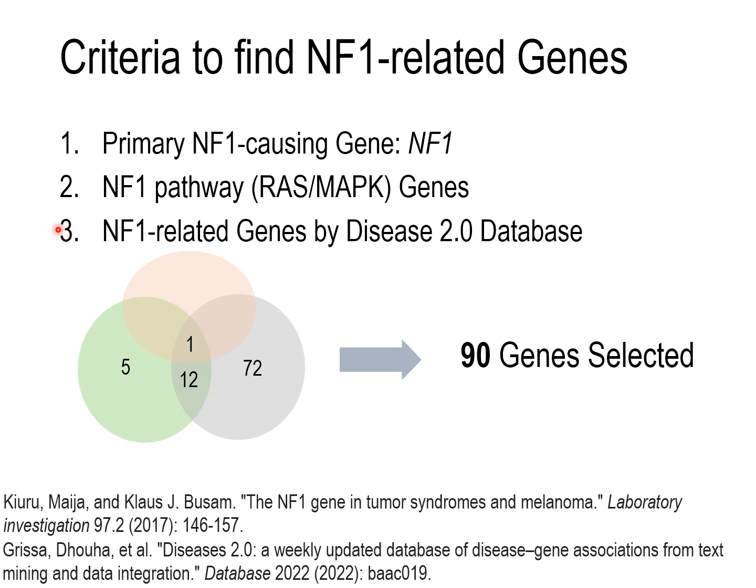Finally, we incorporated NF1-related genes identified from the Diseases 2.0 database. The database performed text mining to get disease-related genes, and we got 85 genes from the database. 72 genes came exclusively from the Diseases 2.0 database, while 12 genes were shared between the pathway genes and genes from the database. Our approach using these three criteria resulted in 90 genes total. We used these genes to evaluate the variant's relevance to the NF1 disease.